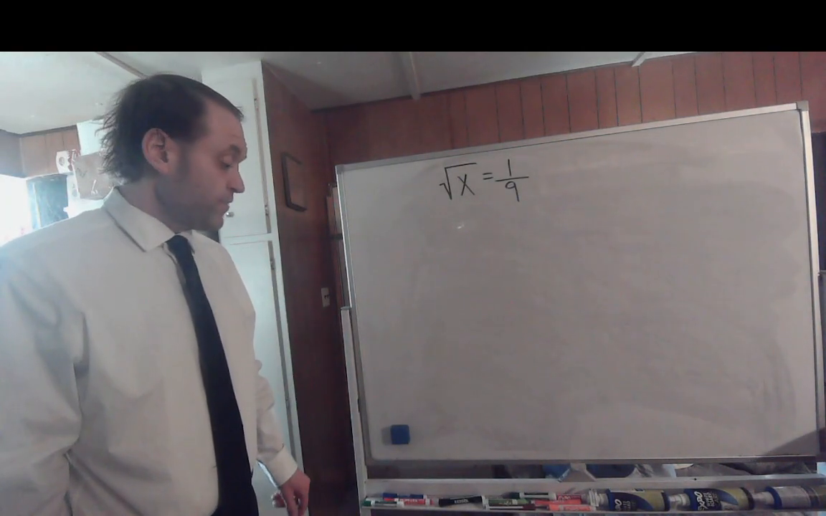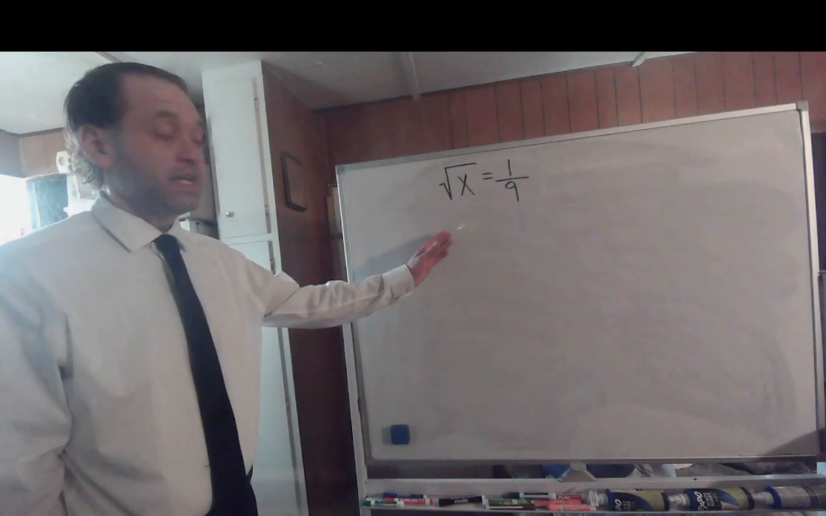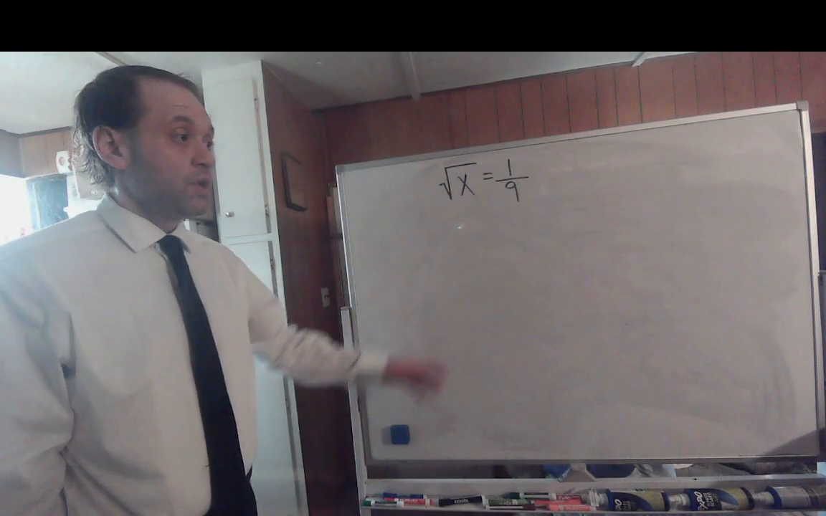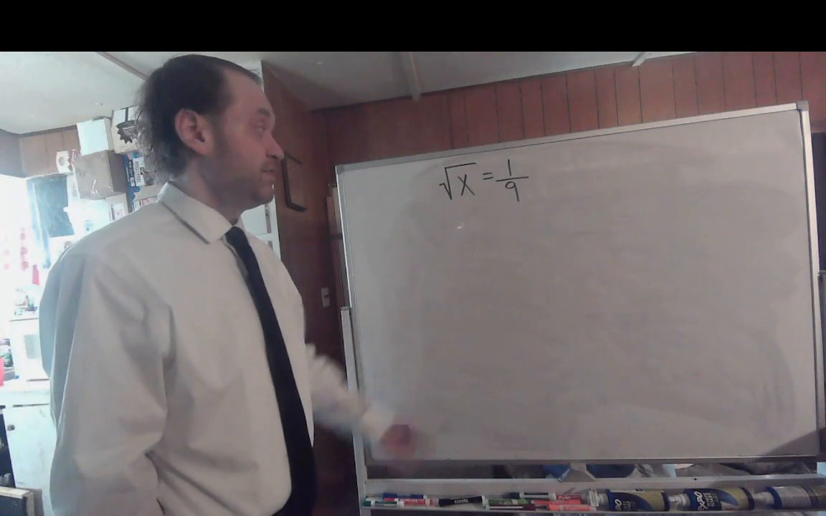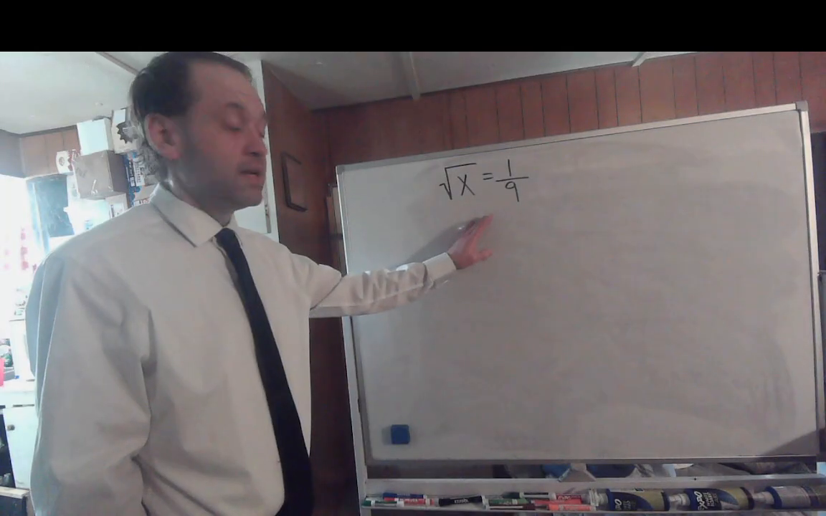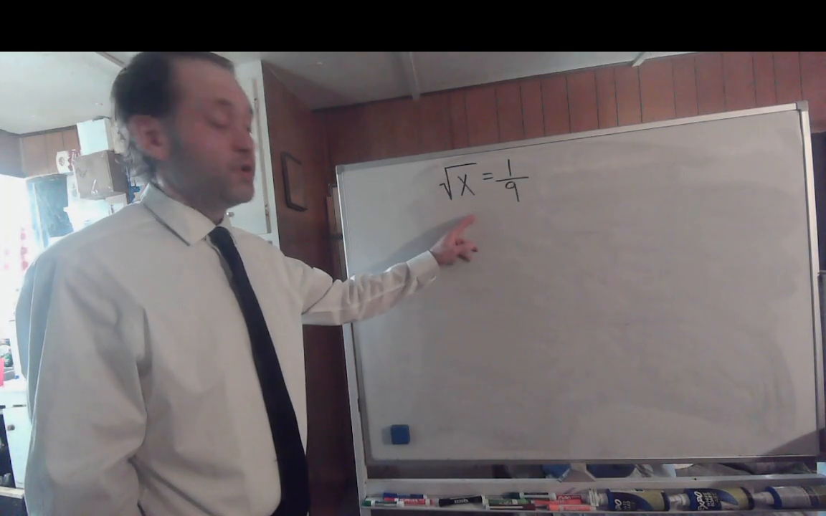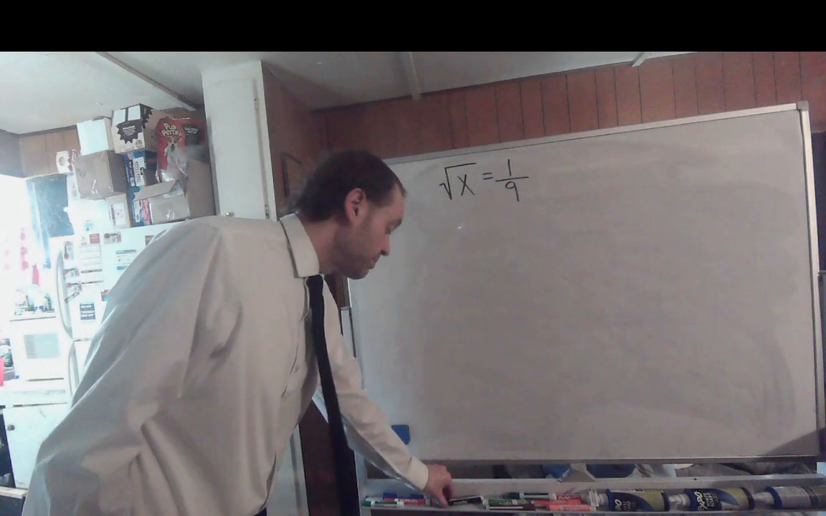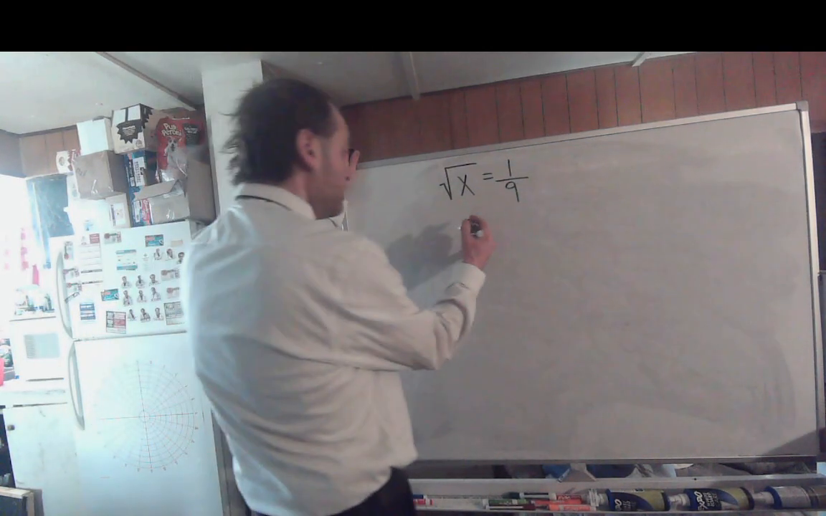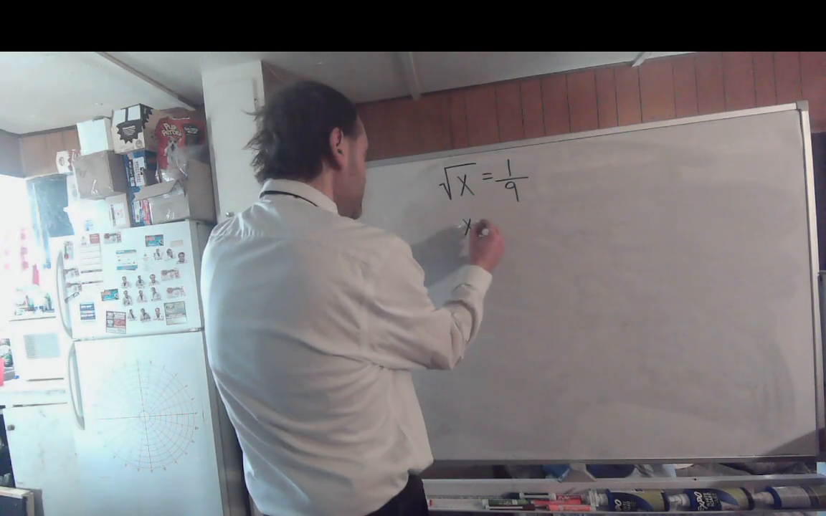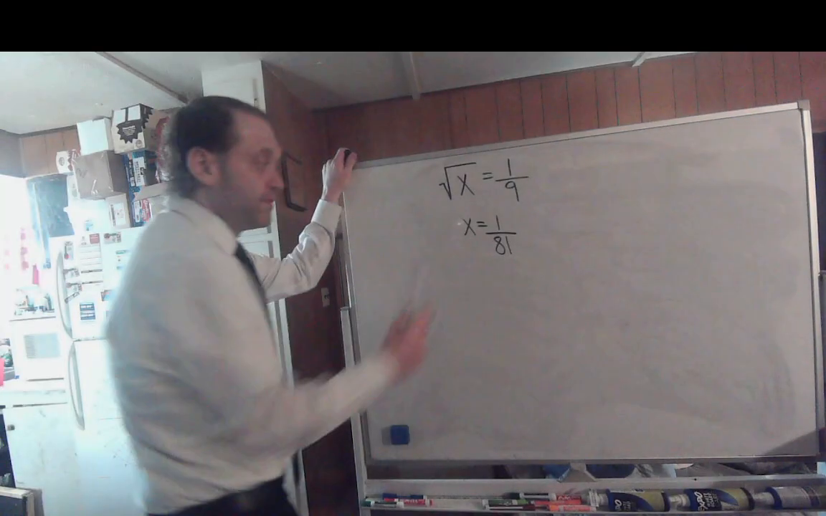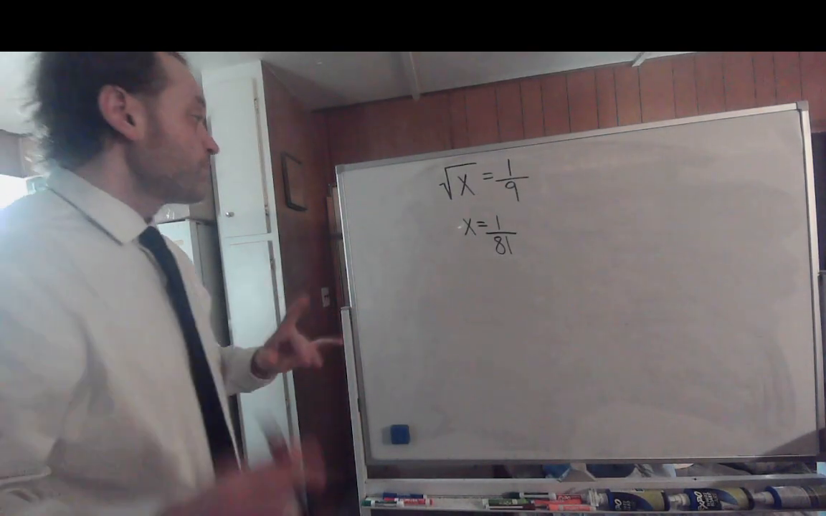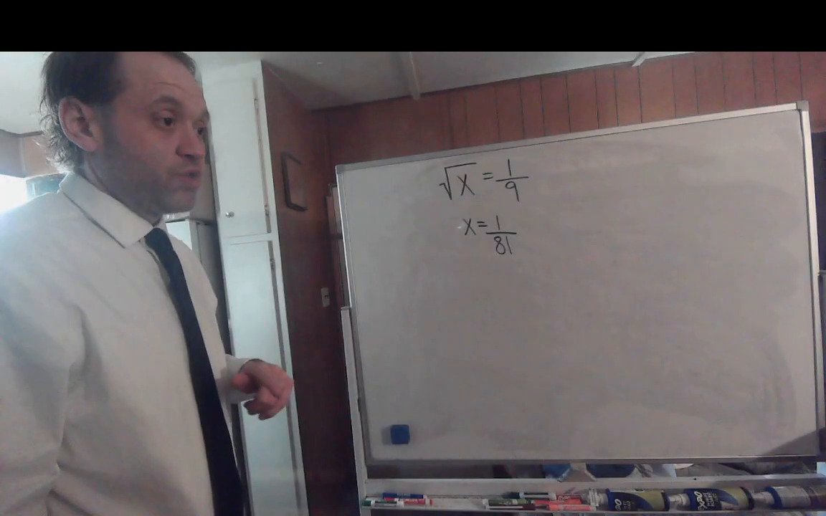So here you have the square root of x equals 1/9. Well, it's going to be relatively the same as what we did in the last lesson. If you have a radical on one side, for instance, the square root, you still have to raise both sides to the second power. So if you do that, you'll get that x equals 1/81. But you got to check for extraneous solutions.